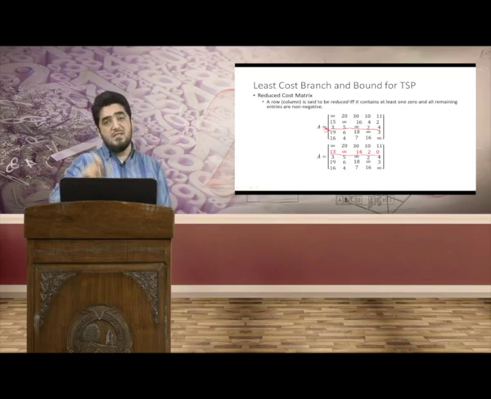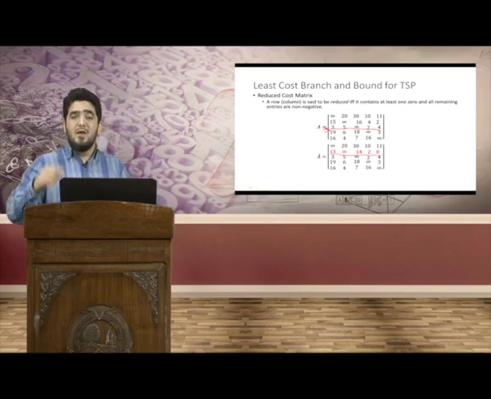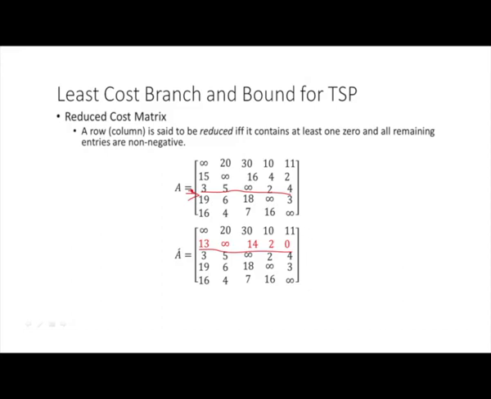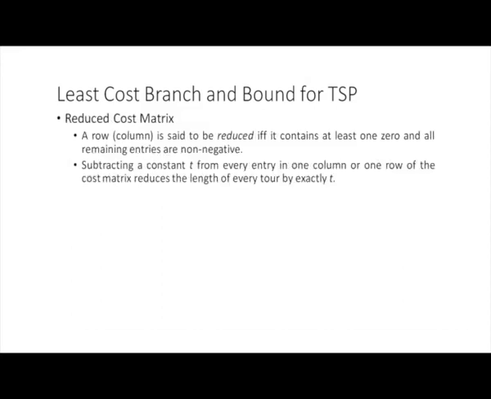How do we do that? We select the minimum value from the row or the column and subtract it from all values in that particular row or column. As you can see on the slide, we have mentioned that subtracting a constant t from every entry in one column or one row of the cost matrix reduces the length of every tour by exactly t. A tour which is minimum will still remain the minimum even after this subtraction operation. That is what we have mentioned on the slide. A minimum cost tour remains a minimum cost tour following this subtraction operation.